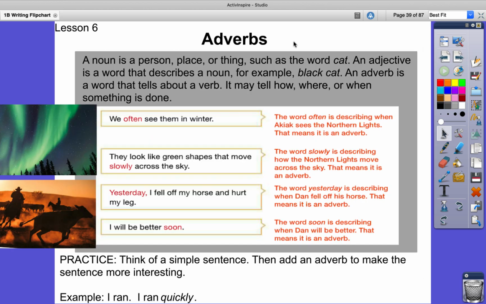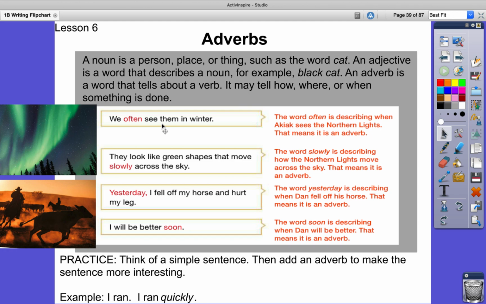Okay, adverbs. So we should know that a noun is a person, place, or thing, such as the word cat. An adjective is a word that describes a noun. For example, black cat. An adverb is a word that tells about a verb. It may tell how, where, or when something is done. Let's look at some examples from friends around the world.